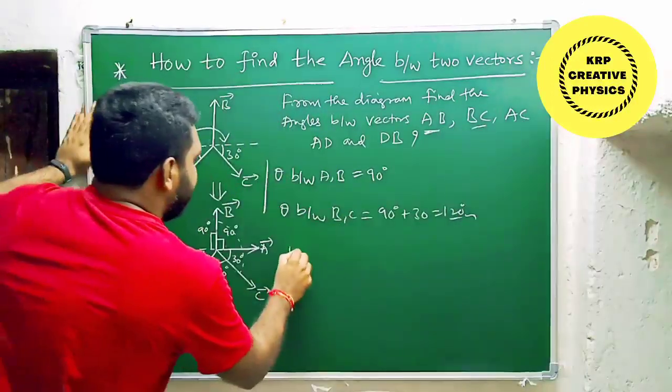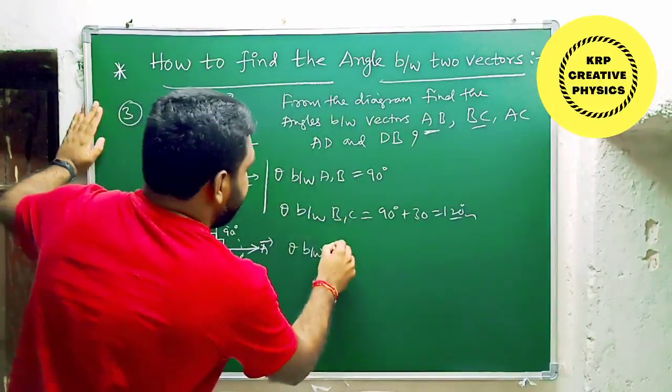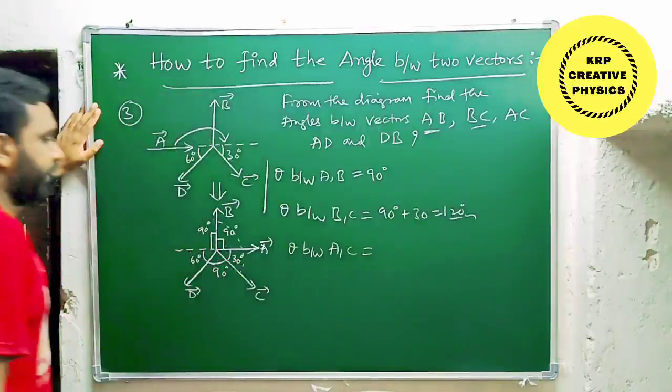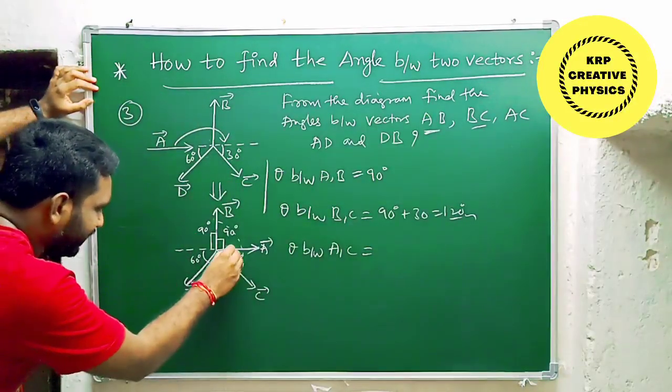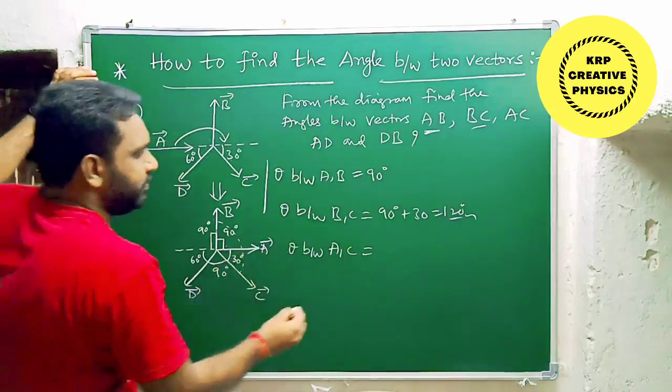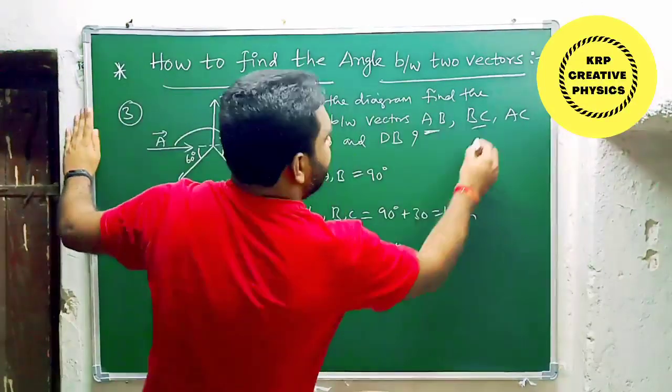Next, what do we need to find here? Theta, the angle between A and C. Let's just observe: A to C is already 30 degrees. A to C is 30 degrees. It is also completed now.